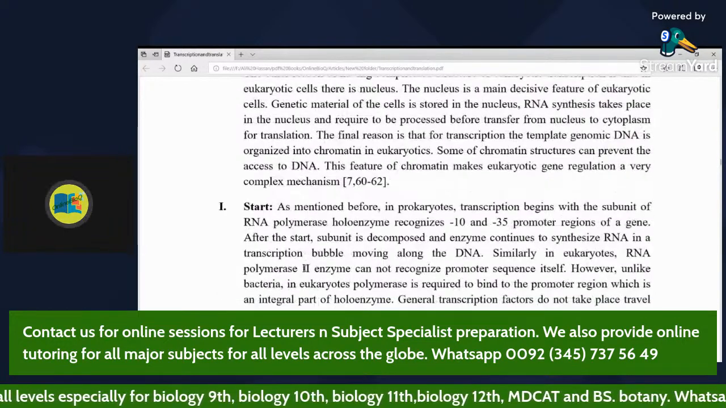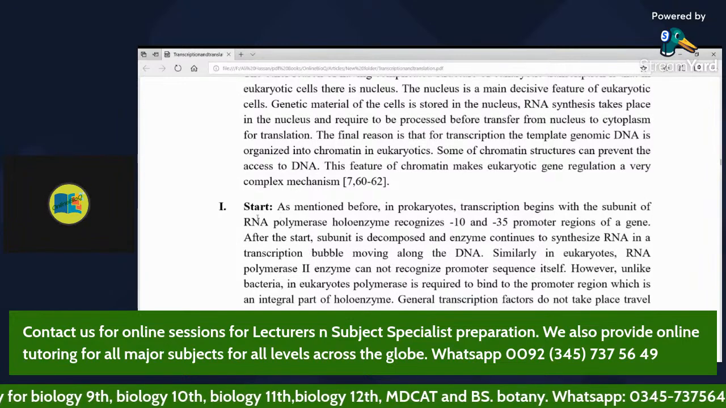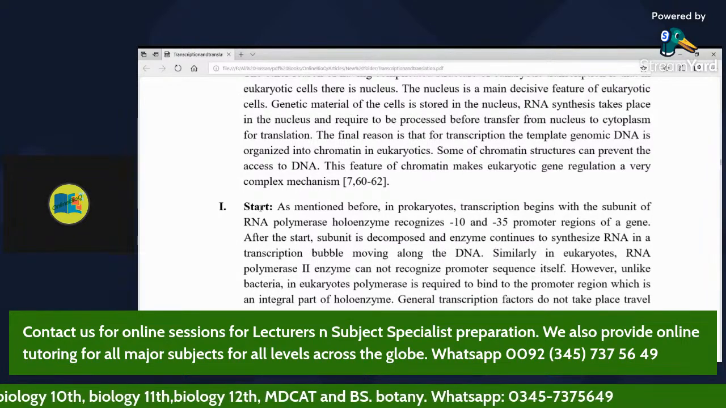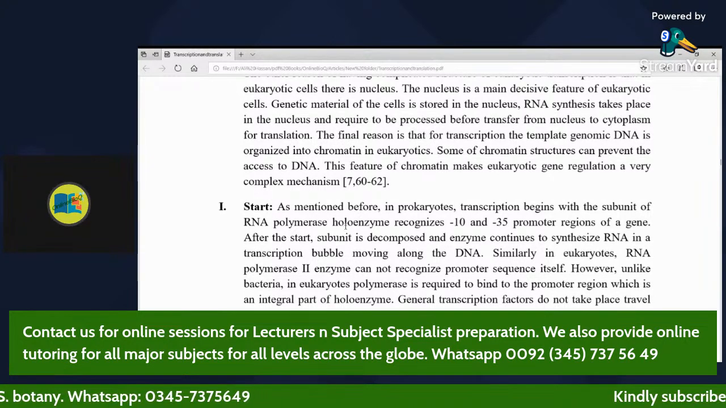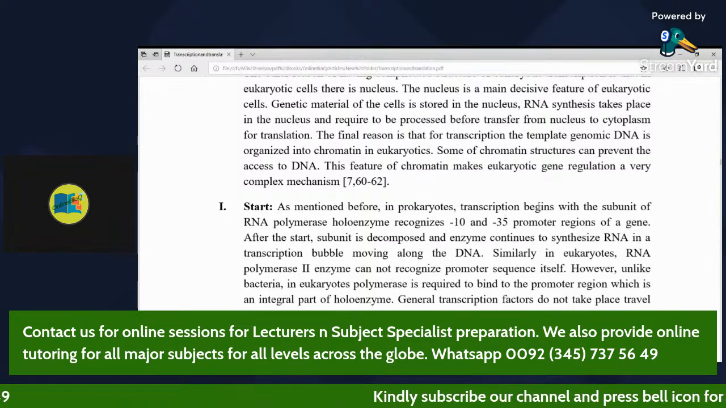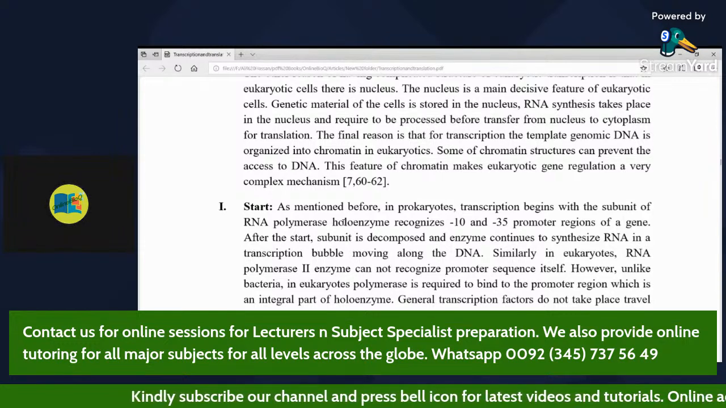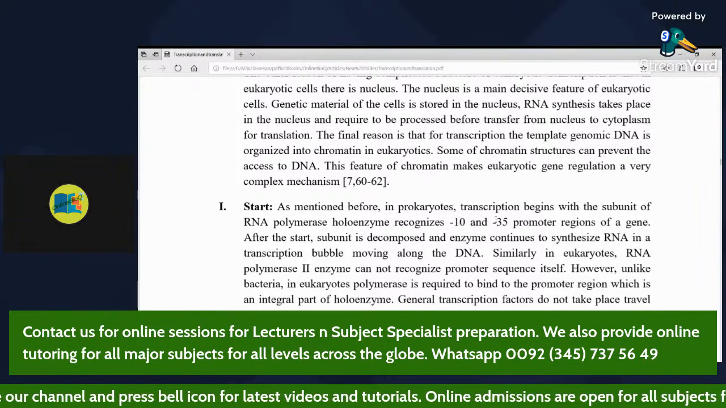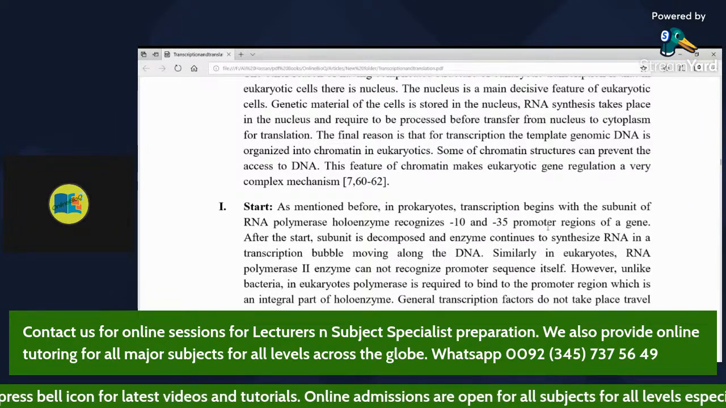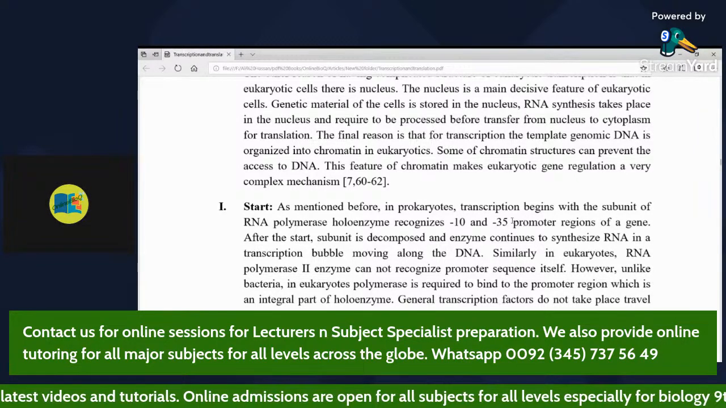Now, moving towards the process, the first step is initiation of transcription, the start of transcription. As we described before, in prokaryotes, transcription begins with the sigma subunit of the RNA polymerase holoenzyme recognizing the -10 and -35 promoter regions of a gene.